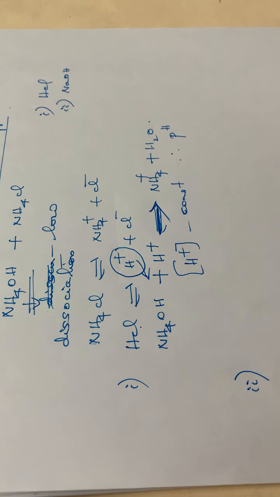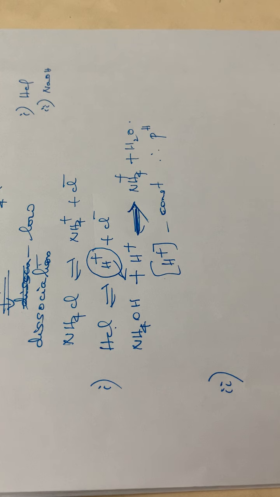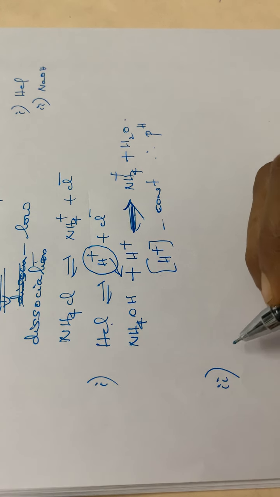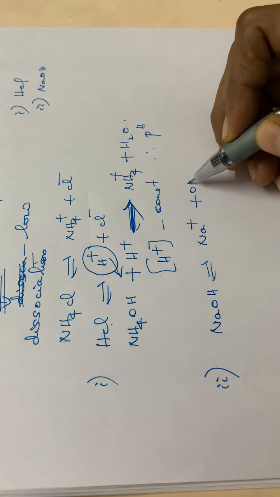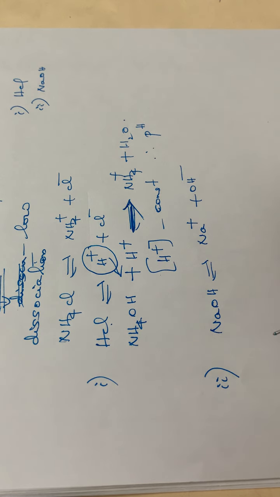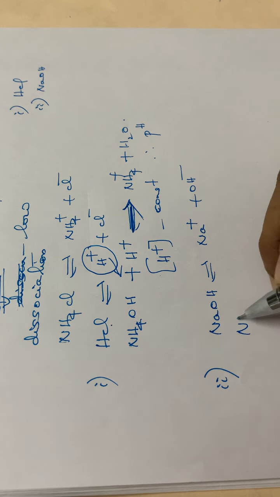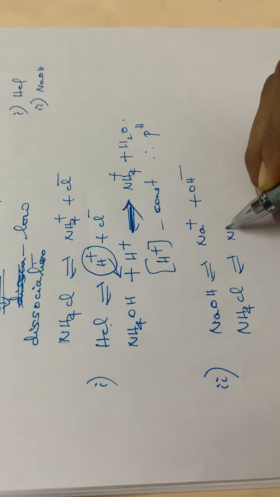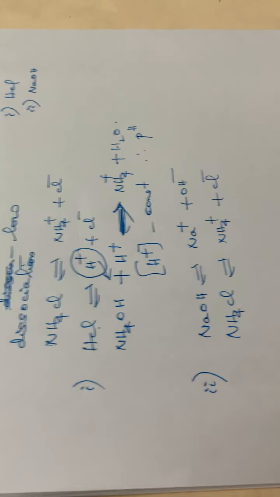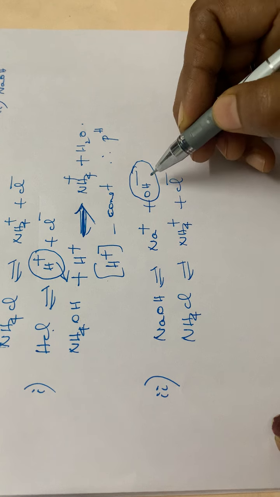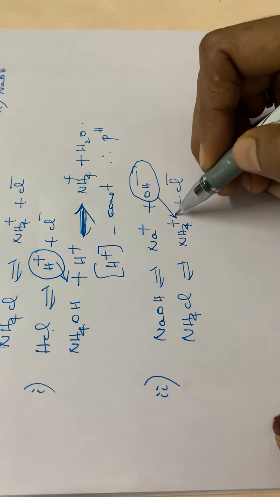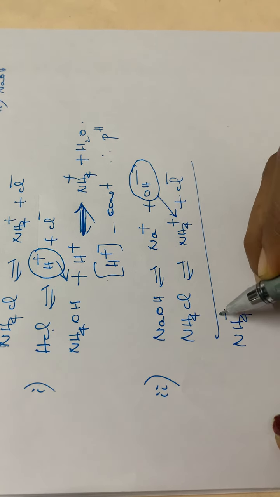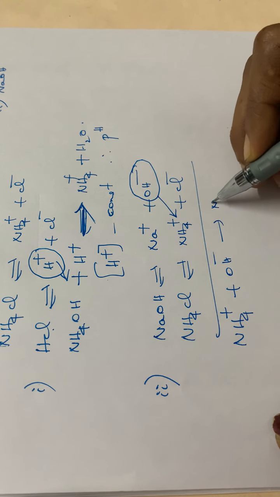Then the second case, buffer action of a basic buffer if we are adding NaOH. Okay. So again, if we are adding a strong base to this particular solution, it will be ionizing as Na plus and OH minus. So again, what happens is that this OH minus will be combining with the NH4 plus ions, isn't it? That is, the solution is having ammonium chloride, it will be ionizing as NH4 plus and Cl minus. So the OH minus, which is furnished by the strong base, will be combining with this NH4 plus to form NH4OH.